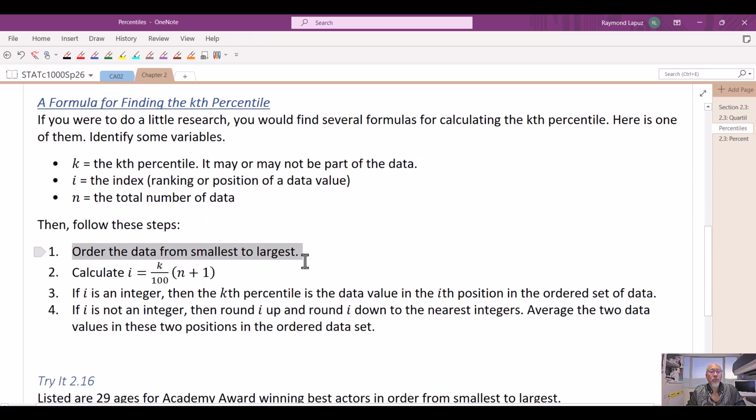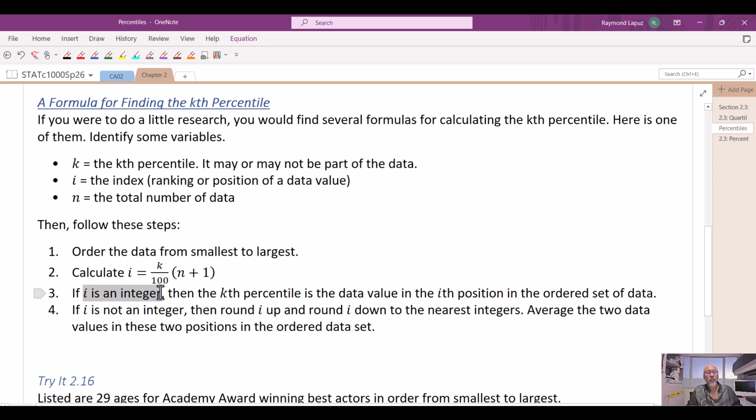So here are the steps. First, we got to put it in order. Since this is a positioning type of computation, we need to have everybody in the right position in order. Then we calculate the index. So this is going to be the index: K over 100 is like giving a decimal for your percentile, and then you're going to multiply this by N plus 1. So it's the total number of data, and then you add 1 to it. And then what you're going to get there is an index. So I is going to be a number.